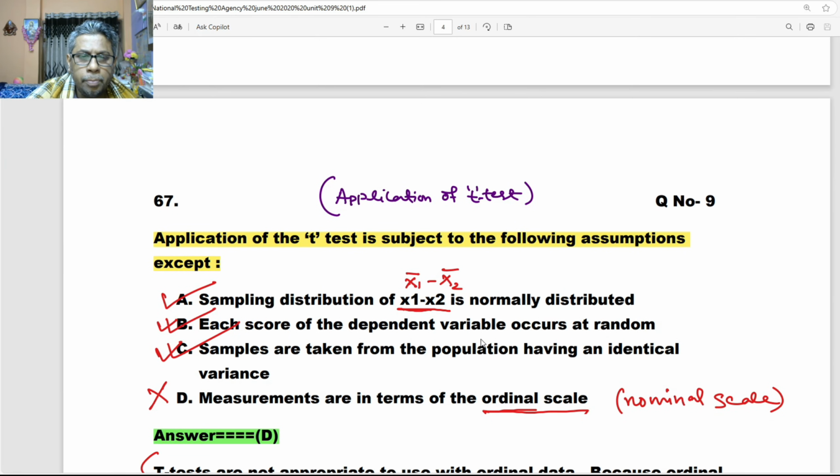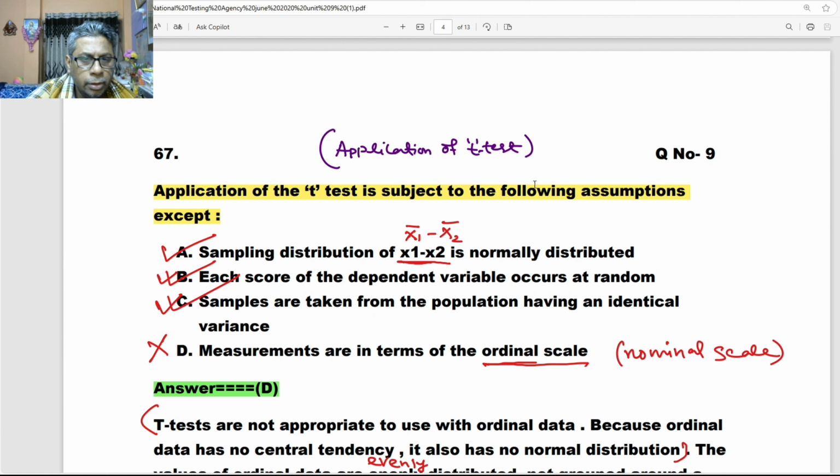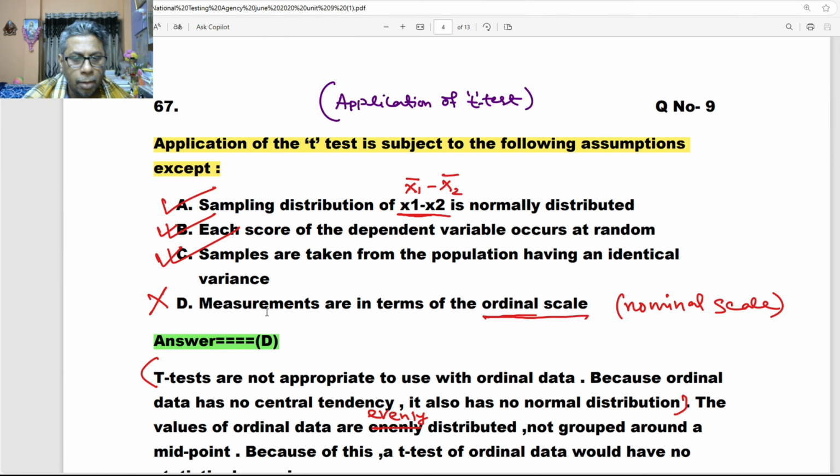Next, our question is based on the application of the t-test. Application of the t-test is subject to the following assumptions except: the sampling distribution of the mean is normally distributed. Mean should be normally distributed. Each score of the dependent variable occurs at random. Samples are taken from populations having identical variance. These 3 statements are correct. But measurements are in terms of an ordinal scale.